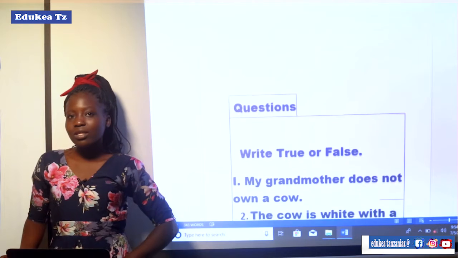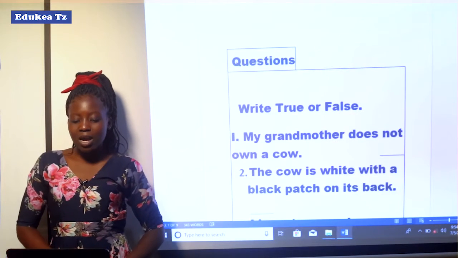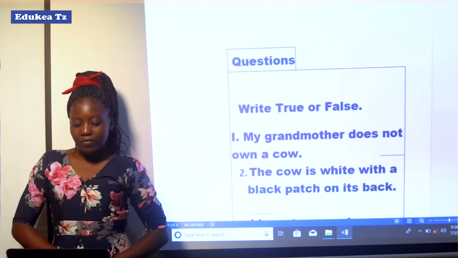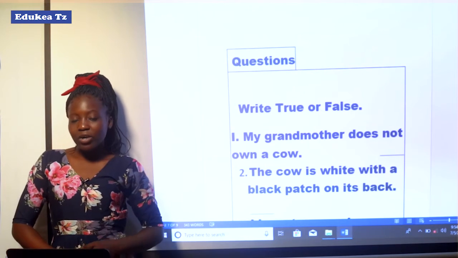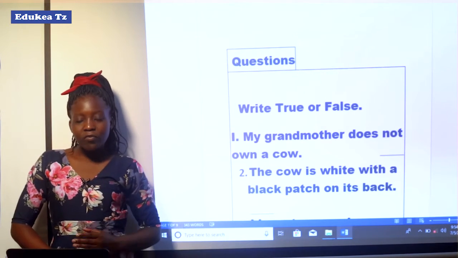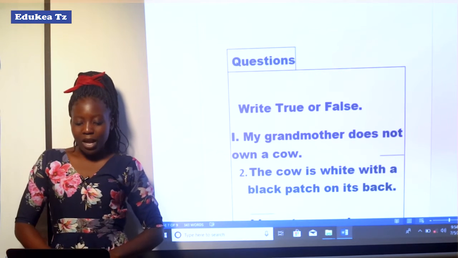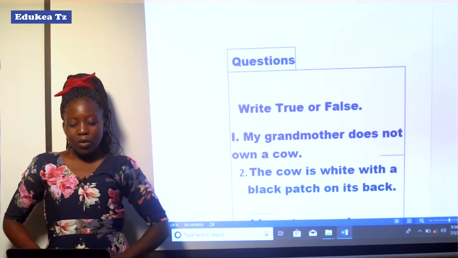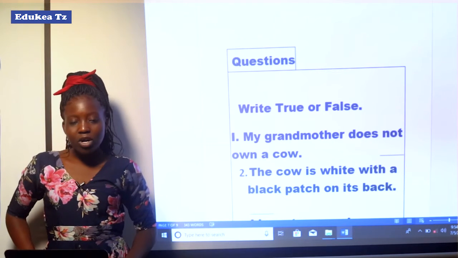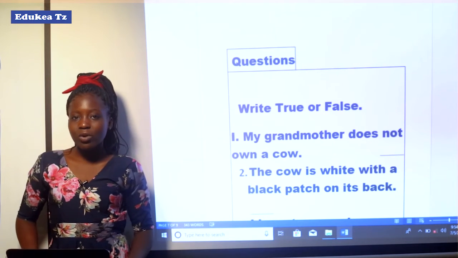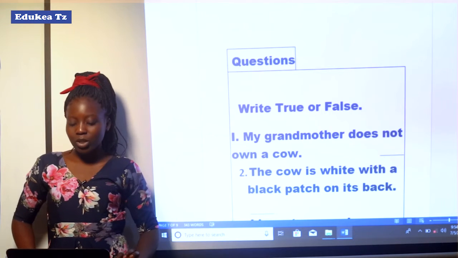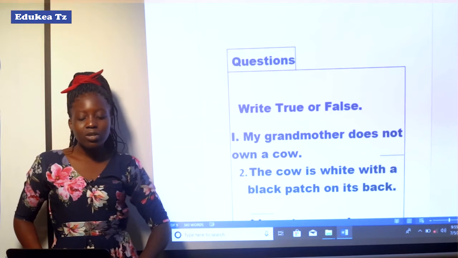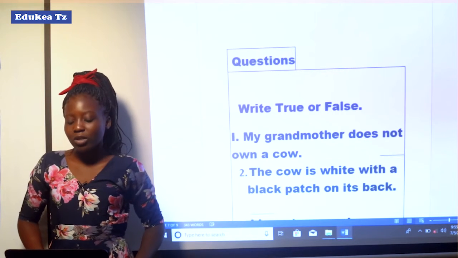After looking at that passage about grandmother's cow, let us see the questions which will mark the end of our lesson for today. The first question, first we are required to write true or false for each sentence. What I want to remind you is that when we read a statement, if it is correct, you are supposed to write your answer as true. But if you feel that it is not correct, you will write your answer as false.